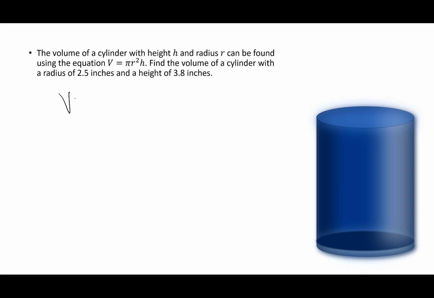So we're going to write down that v is equal to pi. Our r is 2.5. It will be squared. And then I have the h, which is 3.8. I will talk about the units as we go. We could put them in the formula.